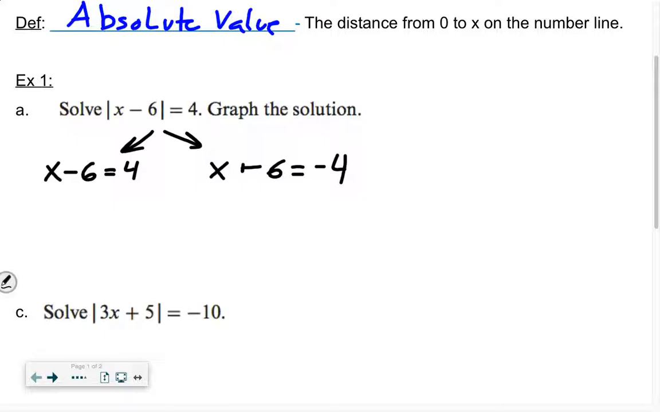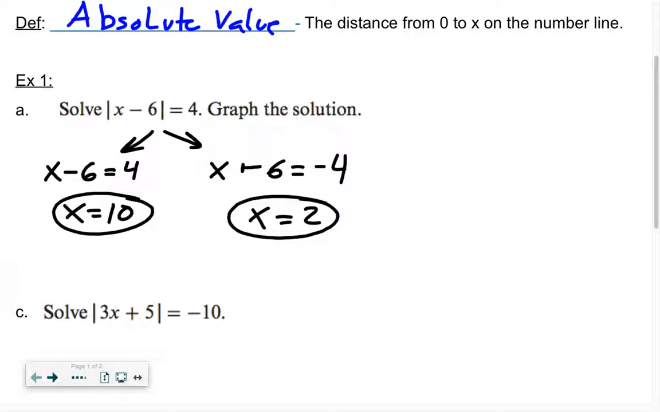And then from there, it's just your regular algebra. Add 6 to both sides to get 10. And then if we add 6 over here, negative 4 plus 6, we get 2. With absolute value, you may want to check your answers, plug them back in and see if they work. 10 minus 6 is 4. The absolute value of 4 is definitely 4. 2 minus 6 is negative 4, but the absolute value of negative 4 is going to get us 4 as well.